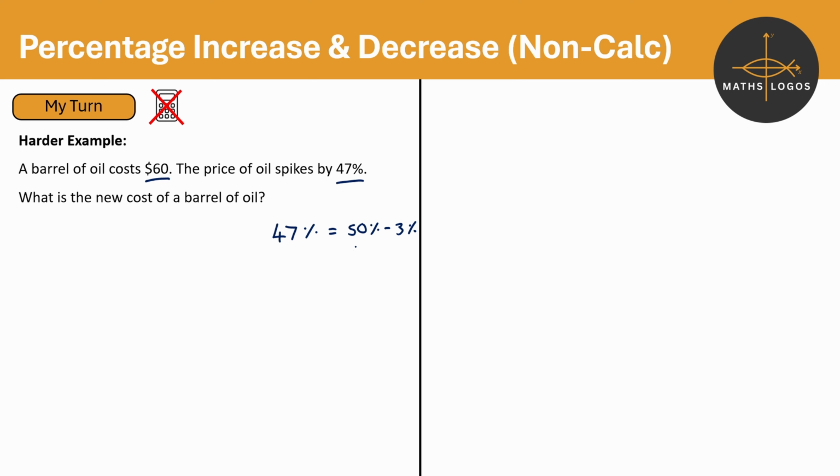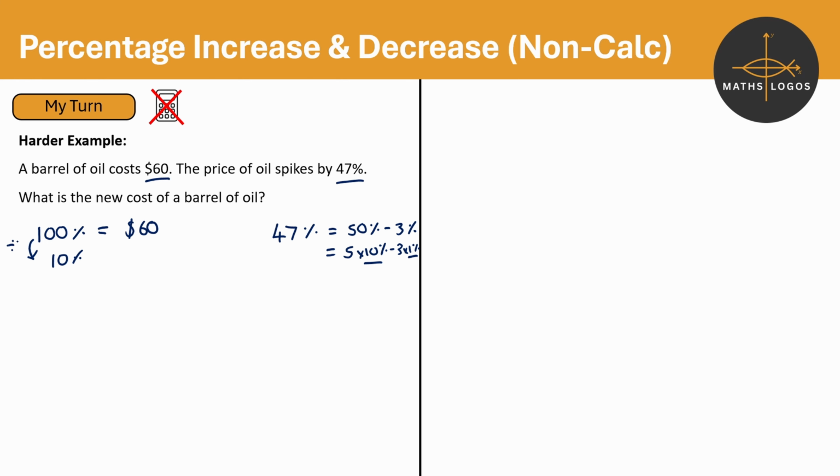And that's the one I'm going to go for. Now, of course, to get 50%, I'd need to do 5 lots of 10%. And to get 3%, I'd need to do 3 lots of 1%. So 10% and 1% are going to be my building blocks. A barrel of oil costs $60. Well, that's my 100%. And we want to work out 10% and 1% because they're going to be my building blocks.